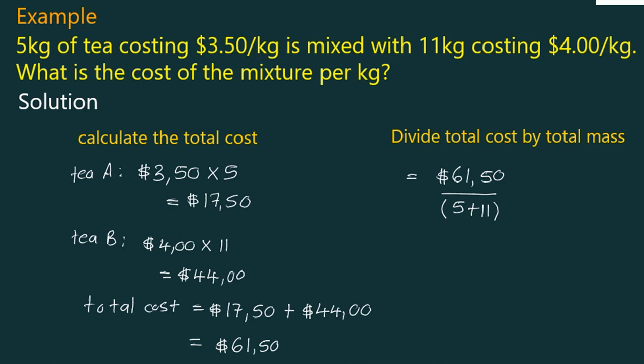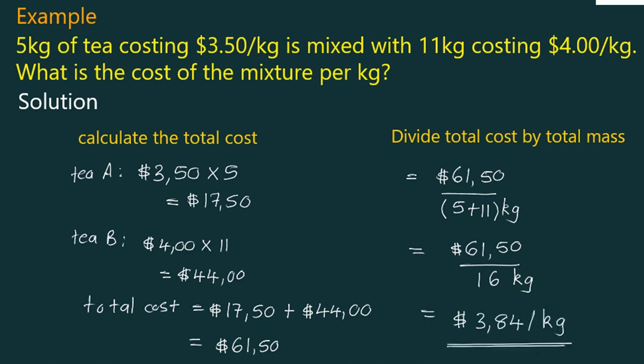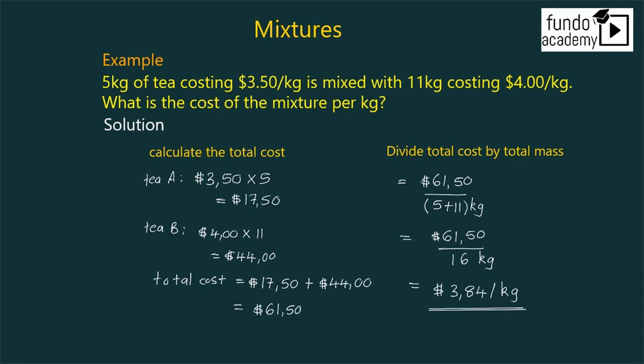Okay, so simplifying here, $61.50 divided by 5 plus 11, which gives us 16. So that will be $61.50 divided by 16 kilograms, and eventually if we divide 16 into $61.50, our solution will come out as $3.84, and it's per kilogram. And this would be our solution, the cost of the mixture per kilogram. That's the simple method that we use right here.